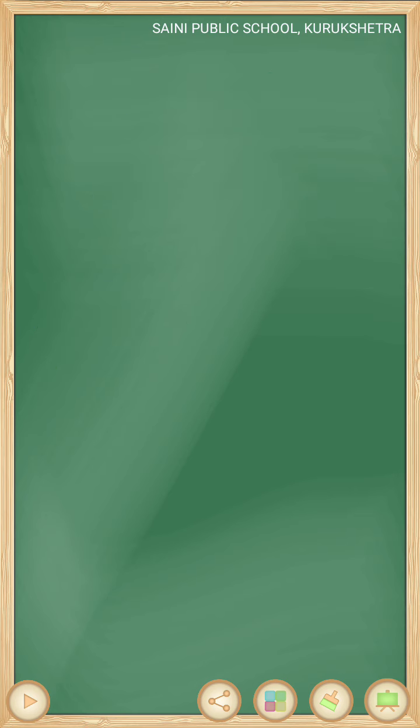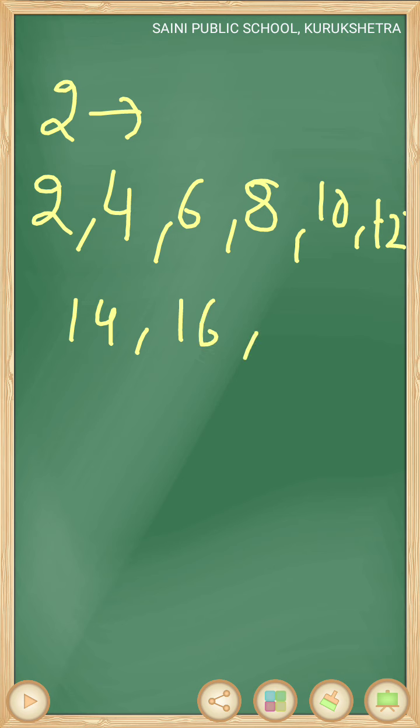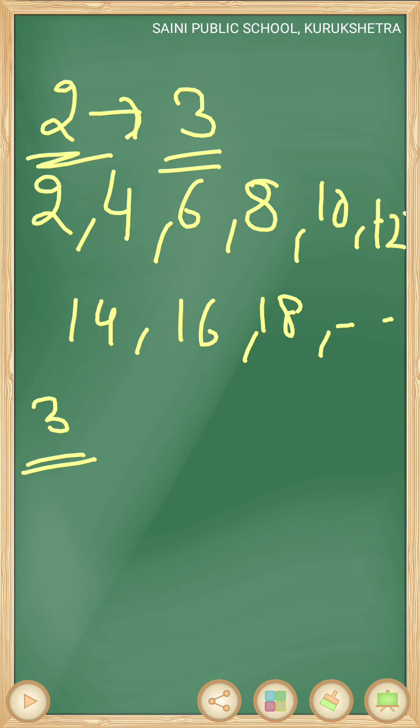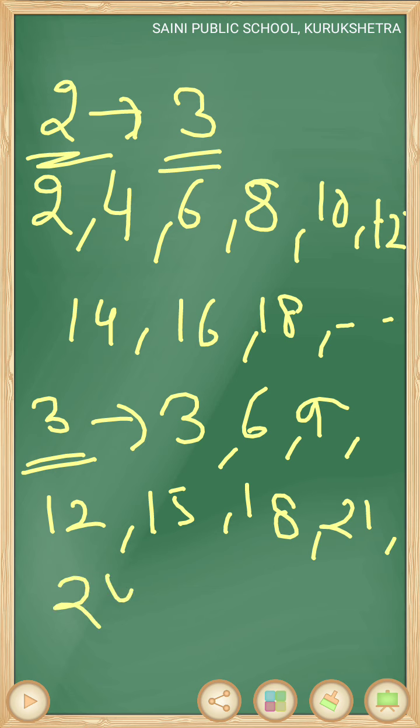Okay, let us discuss. First of all, we will write multiples of 2: 2, 4, 6, 8, 10 and so on, 12, 14, 16, 18 and so on. Similarly, multiples of 3, if we want to find out common multiples of 2 and 3. Now multiples of 3 are 3, 6, 9, 12, 15, 18, 21, 24 and so on.